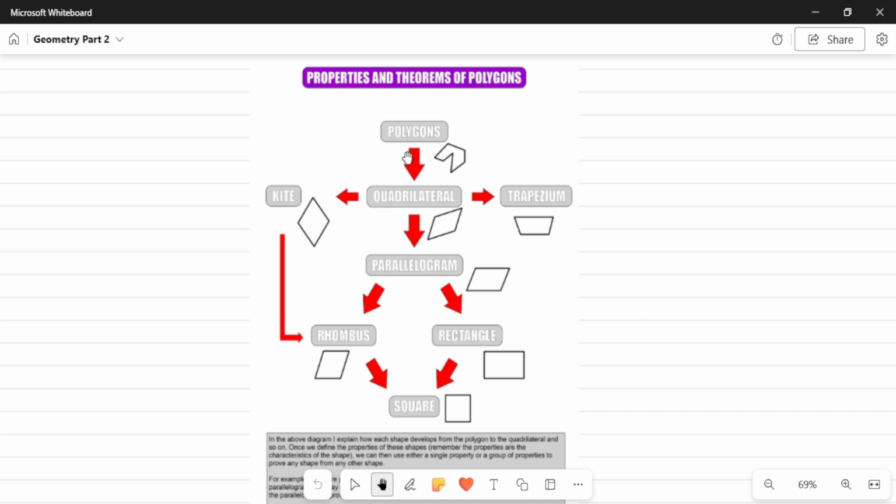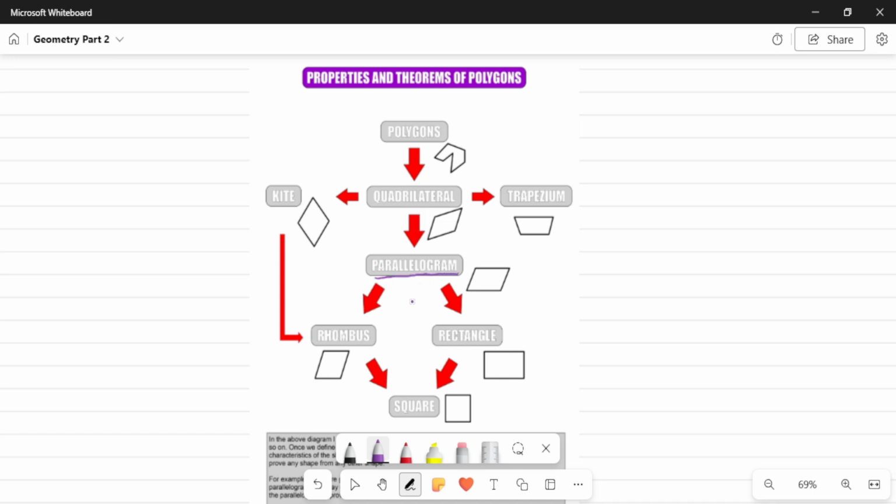So what we start off with is a polygon. The word poly means many and the word gon means sides. So it's basically a figure that has many sides. When we come down to a quadrilateral, it's basically a figure that has 4 sides. From a quadrilateral, under specific conditions, we can turn a quadrilateral into a trapezium. Now that's very important what I just said. So from a quadrilateral, under specific conditions, you can make a quadrilateral a trapezium. And from a quadrilateral, under specific conditions, we can make it a kite. From the quadrilateral, under specific conditions, we can get a parallelogram.